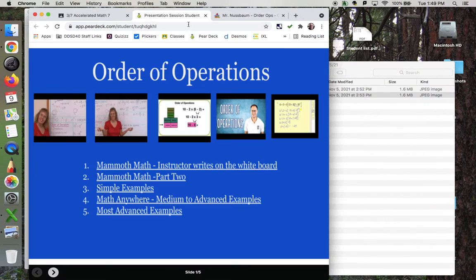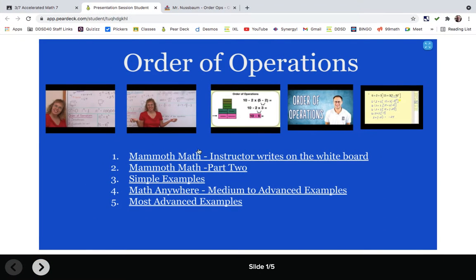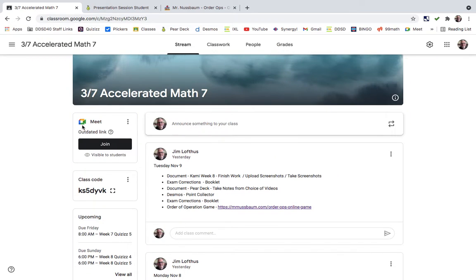And then we went to the Pear Deck and we chose which video. The videos go from simplest to most advanced. So if you are brand new to order of operations, you might want to choose the first one. If you remember it from last year, you can go to the second or the third or the fourth. If it was real easy for you and you want some more advanced ones, you can go to the fifth one. So you can choose and take notes for about 10 or 15 minutes and then come back to this video.